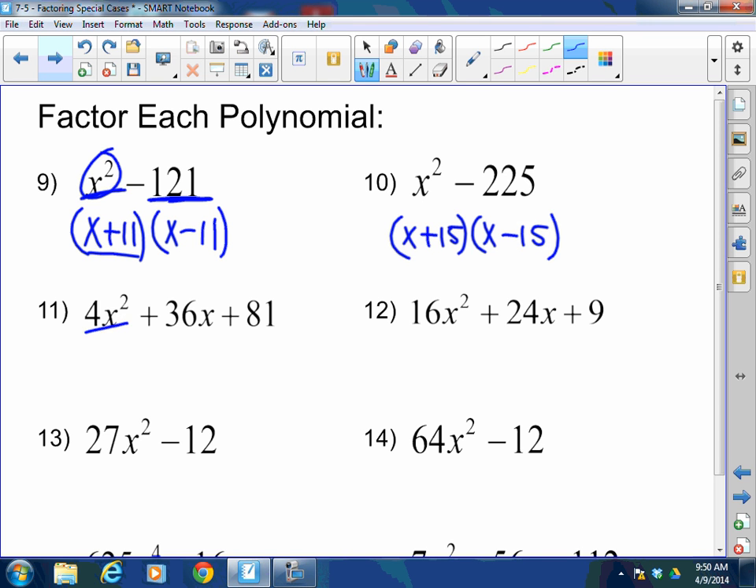Is that a perfect square? Okay, what's the square root of 4x squared? Yes. What's the square root of 81? Yes. What's 2 times 9? 18 times 2 is 36. So this is a perfect square trinomial. Not 4x, it's 2x plus 9, because the square root of 4x squared is 2x, my man. Thank you, sir, for caring.